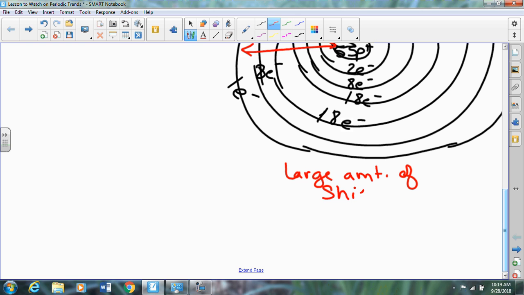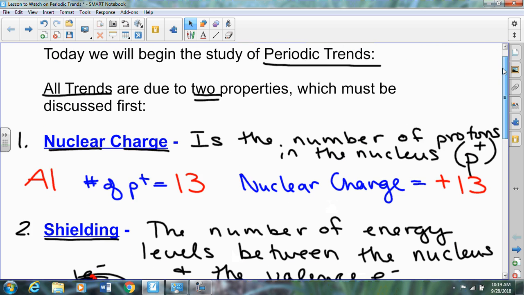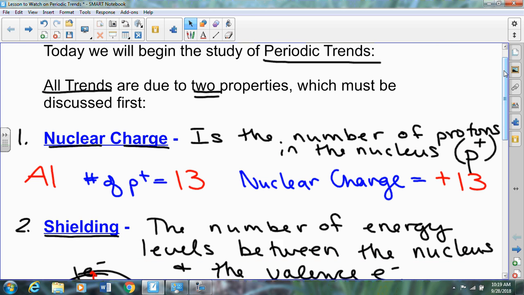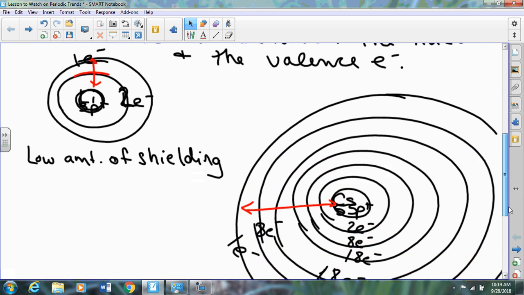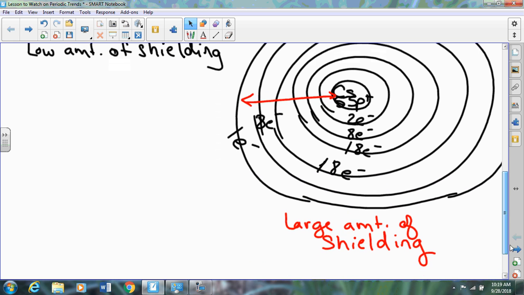For that atom. I hope those 2 concepts make sense. Nuclear charge is the positive charge that pulls inward on the electrons, and shielding is the distribution and layering of the electrons outward from the nucleus.